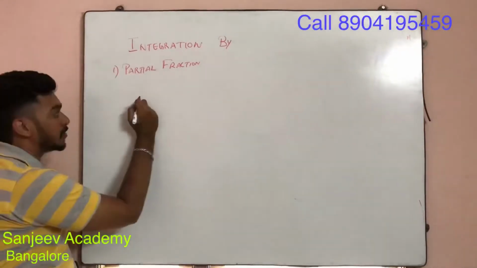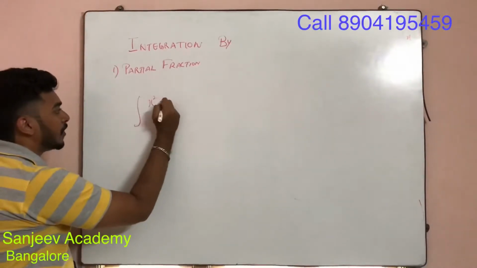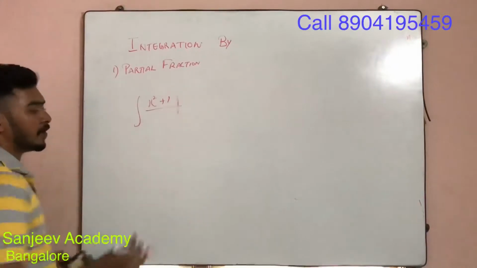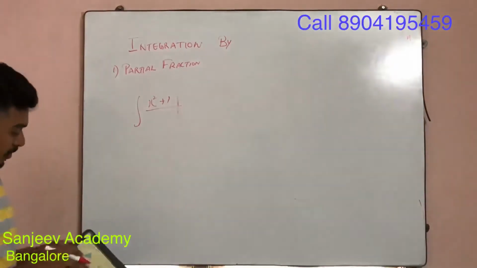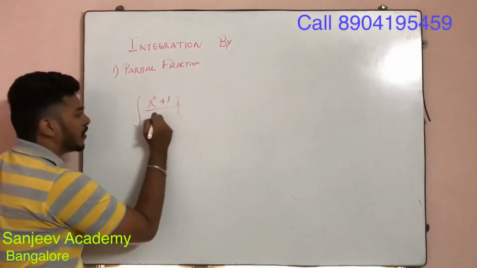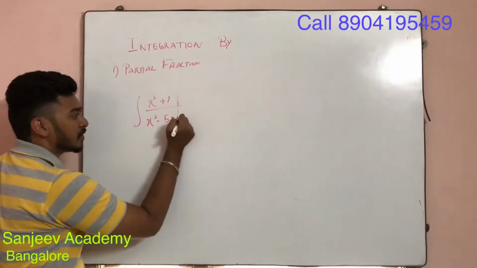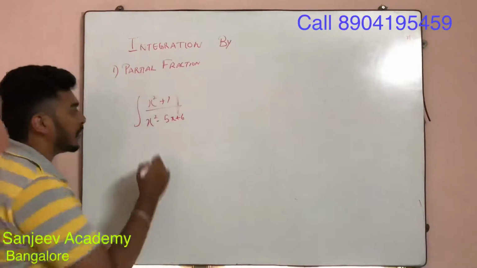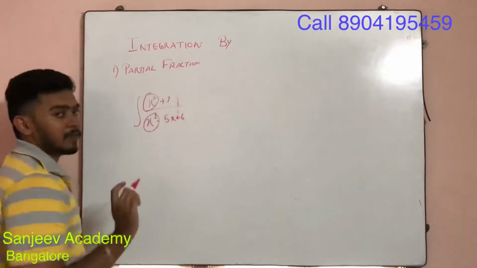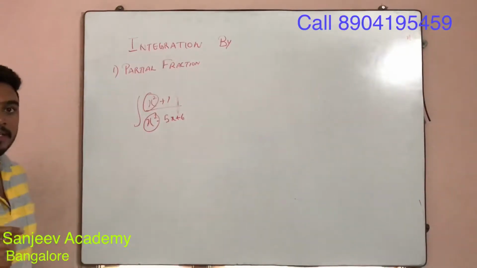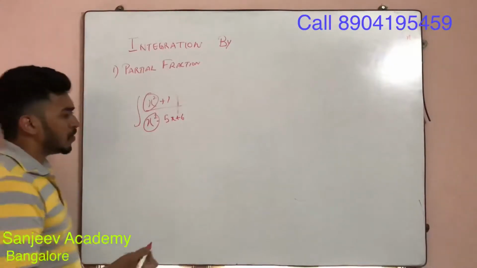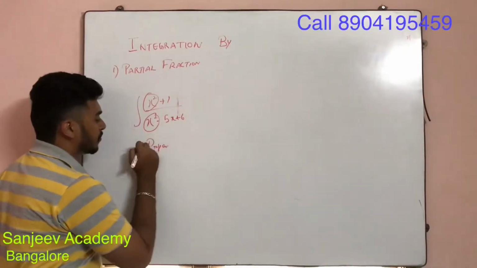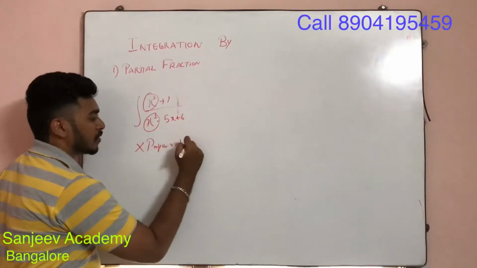Look at another important question. Integral of (x square plus 1) divided by (x square minus 5x plus 6). We can see in this particular question that numerator and denominator both have the same powers, so it's not a proper rational function.